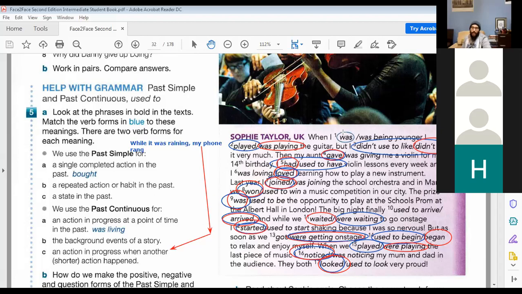Here, if used to is there, I used to play, that's fine. When I was younger, I used to play, it's okay. But was playing doesn't work. You can only use was playing if you want to use a shorter action with it. If there is another short action with it. It's okay.